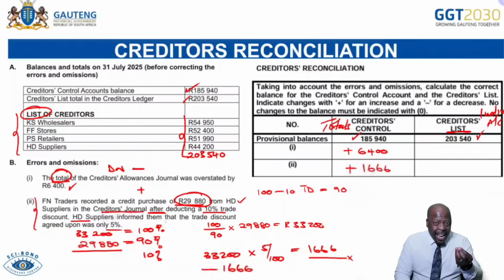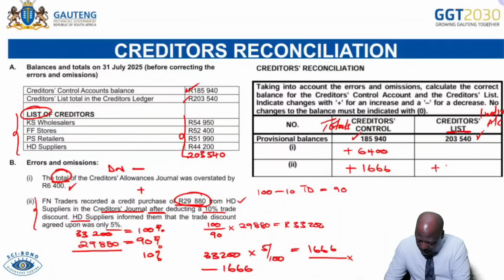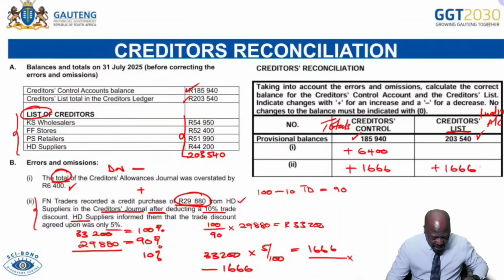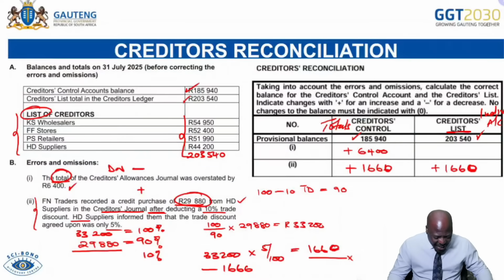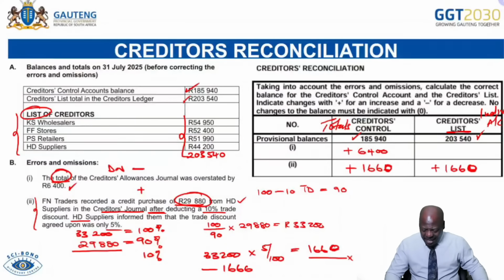Once you record from the document in error, it affects both the control and the list. So you have to come here and correct it again, plus 1,660. Is it 66 or 60? 1,660. There is no 6 here. 1,660. My bad. You see, when my adding machine is not at play, things don't go my way. 1,660. Please note it's not 66. Okay, so that is how we would correct that error, 1,660.